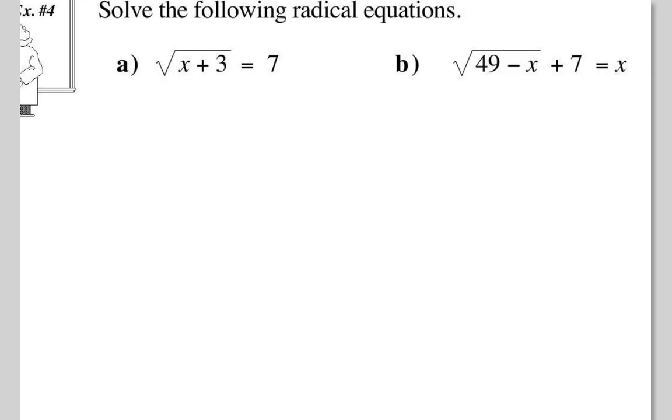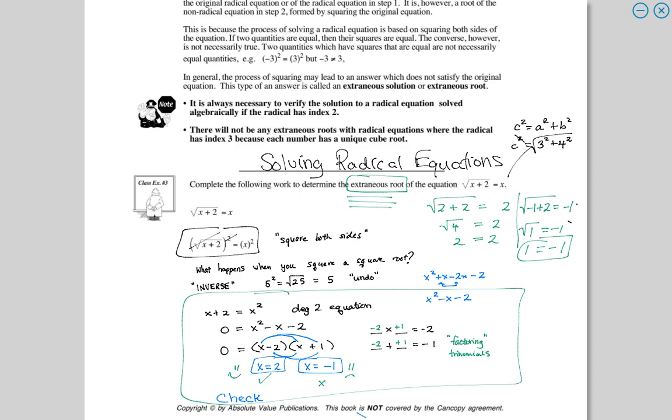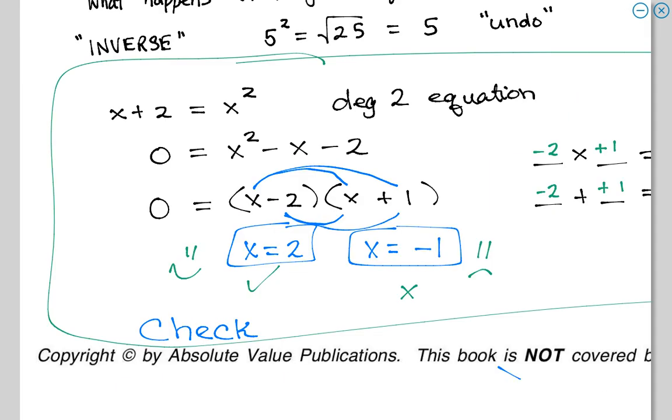Okay, the first question, folks, it's already isolated. So we can skip step 1. We're going to square both sides. And we get that x plus 3 equals 49. Look at that equation. Is that degree 2 or degree 1? It's degree 1 because the power on x is a 1. It has nothing in common with this thing we just did. See, this one was degree 2. This one has the power 2 on the x. That makes things a whole lot trickier.